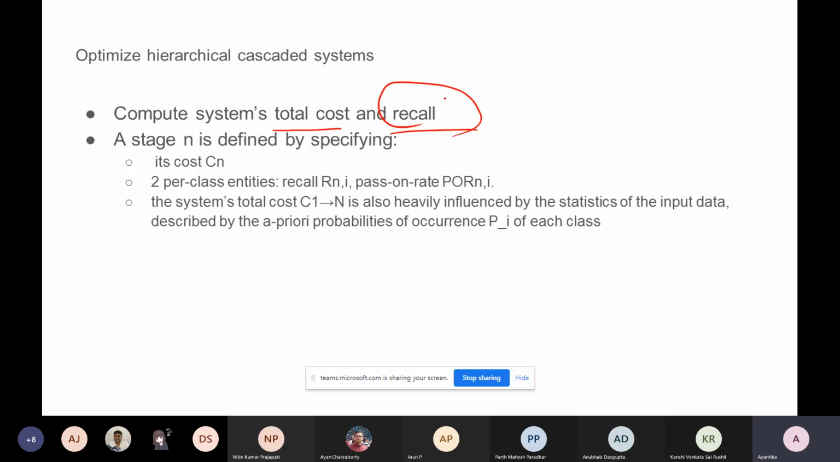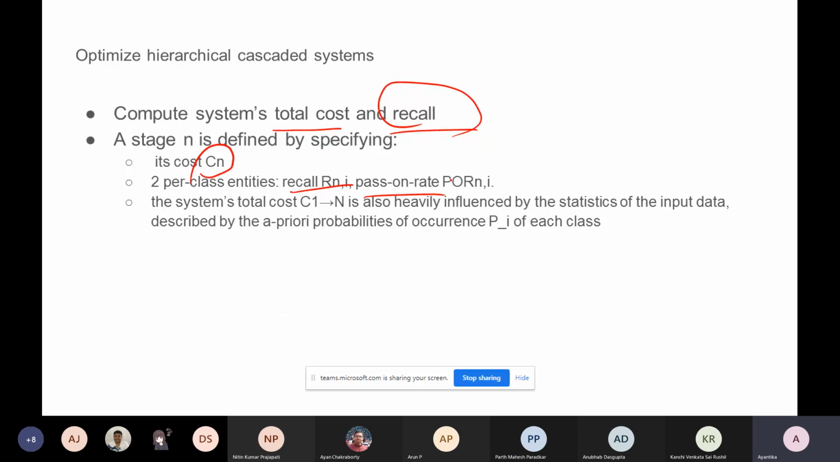So whenever we are specifying a stage, we are keeping these parameters in mind. We are considering its cost, the recall, and the pass-on rate. These are known. So far we have understood. Okay, now we will see.